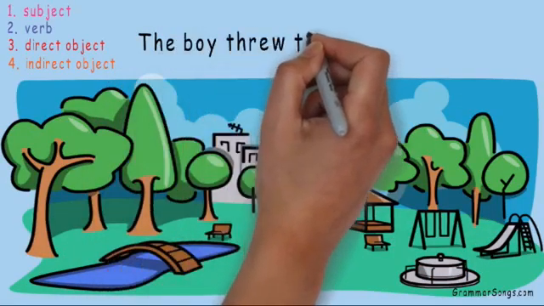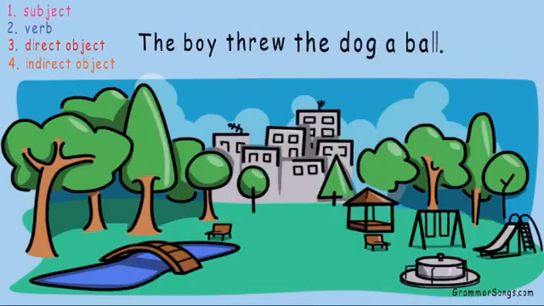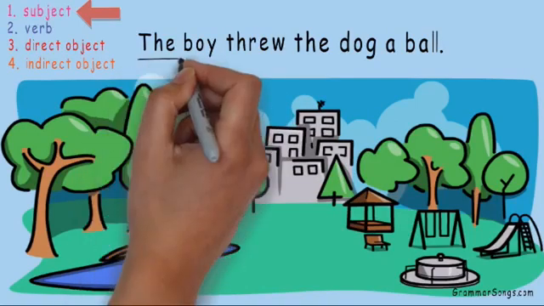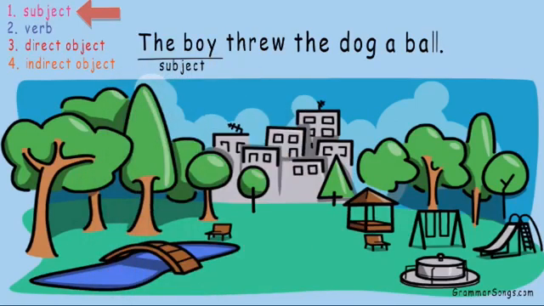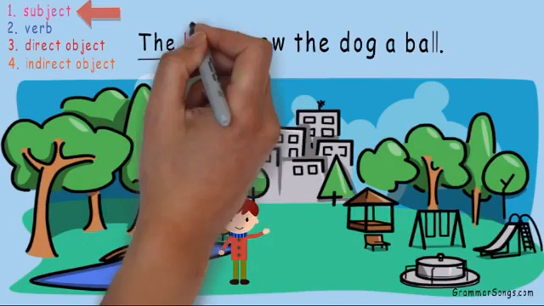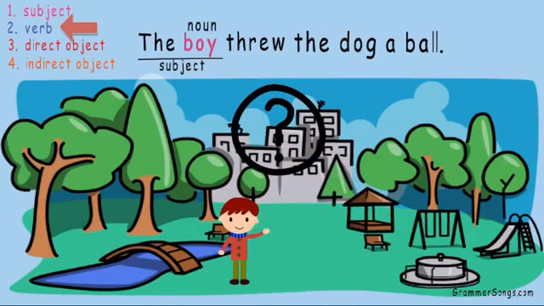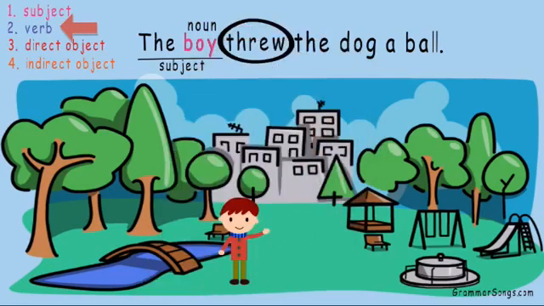The boy threw the dog a ball. First, we need to find the subject. Who or what is this sentence about? Well, this sentence is about the boy. He's my subject. A boy is a person. He's a noun. Next, we need to find the verb. Do you see a word that shows action? What did the boy do? Threw. The boy threw. Threw is a verb.